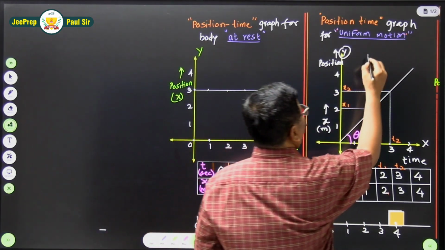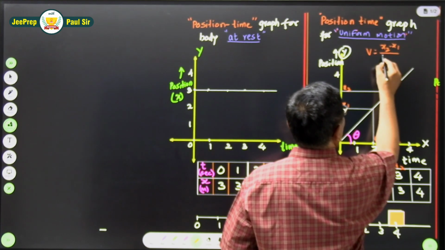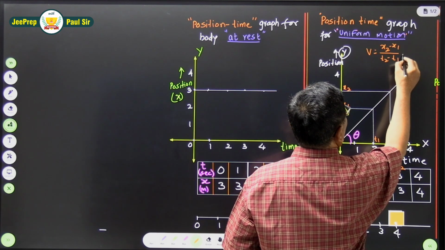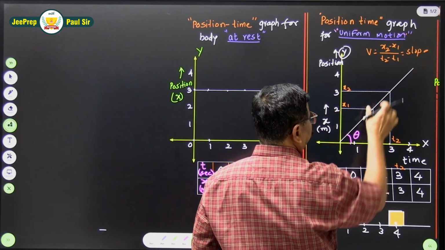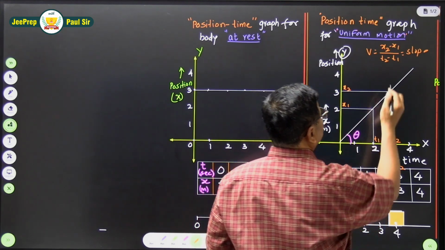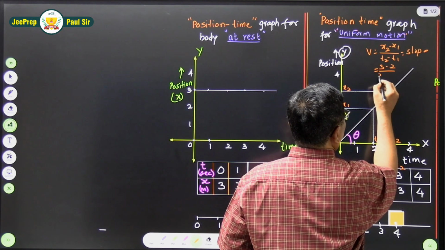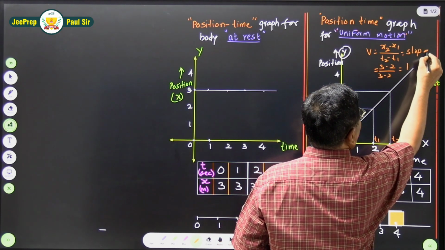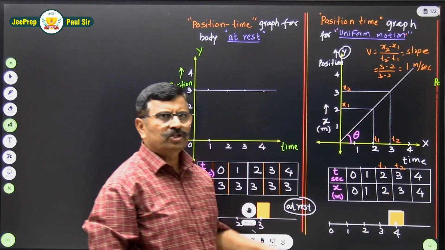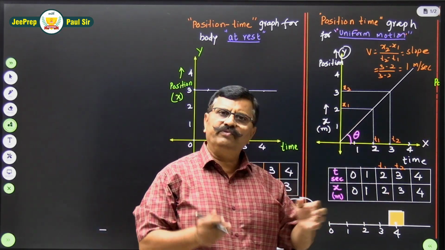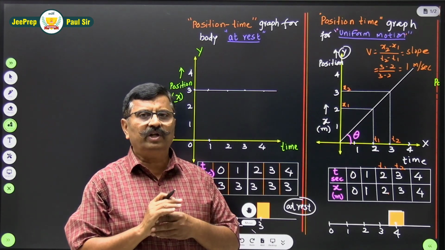So then the velocity of the body is (x2 minus x1) upon (t2 minus t1), which is actually the slope, because this is the change in y coordinate divided by the change in x coordinate. So this comes to be (3 minus 2) upon (3 minus 2), it comes to be 1 meter per second. Hence, the slope of this line will give you the velocity. Also, students, you have to note one point.